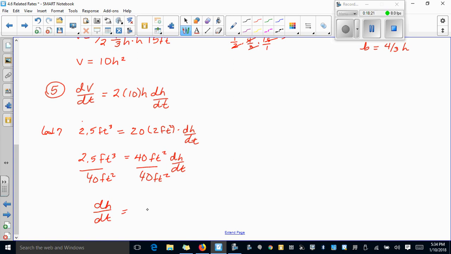So step 8, your conclusion. The water is rising at a rate of 0.0625 feet per minute when it is 2 feet deep. There you go. And we're done.